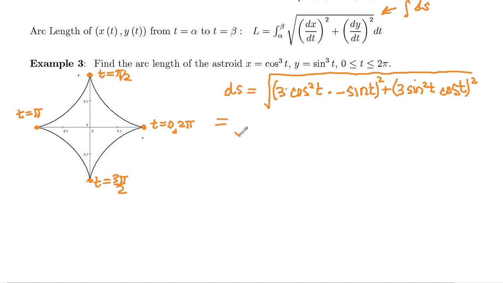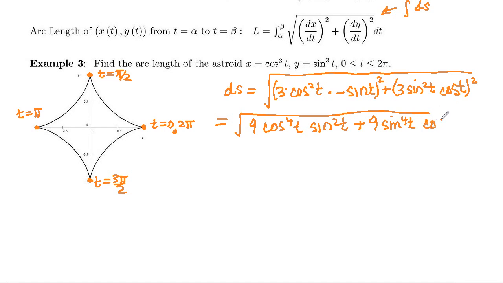So let's see, this is going to be, we will square the negative, we get a positive, square the 3, we get 9. Cosine squared squared, so cosine to the 4th t, and then square the sine squared t, and then in the other piece square the 3, we get 9, square the sine squared, sine to the 4th of t, and square the cosine squared t. So we hope we get a perfect square here.